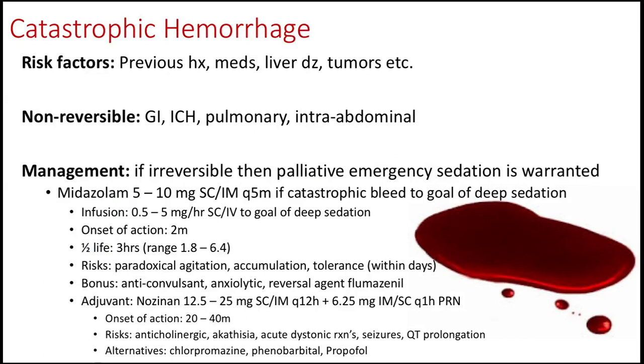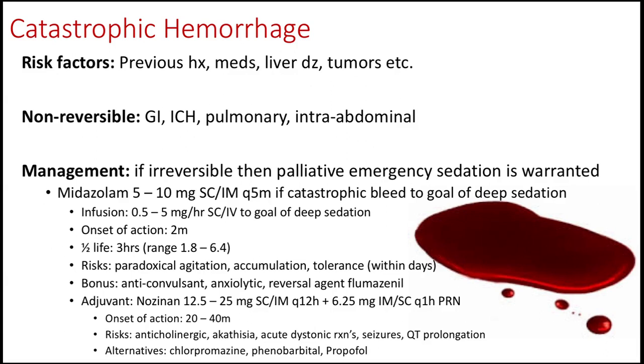Moving on to catastrophic hemorrhage. This is something that patients are at risk for because of tumors in certain sites that have non-compressible bleeding areas, and then also they have potentially medications such as DVT prophylaxis, antiplatelet agents, maybe underlying liver disease that could all predispose them to having a catastrophic bleed that ends their life quite quickly.